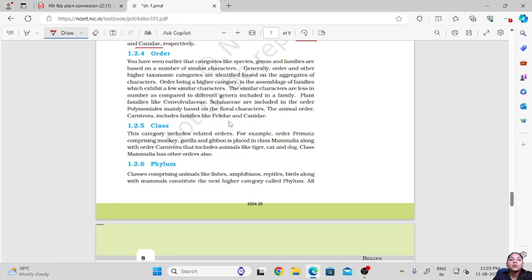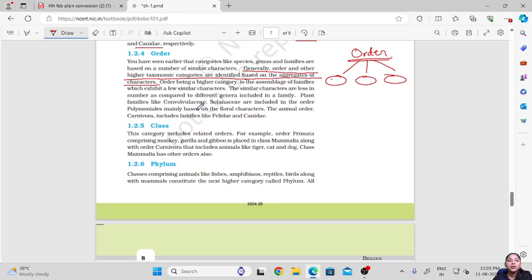Now you have seen earlier that categories like species, genus and families are based on a number of similar characters. Generally the order and other higher taxonomic categories are identified based on the aggregates of characters. Now order being a higher category, it is the assemblage of families which exhibit similar characters. So a few of the families which have some similar characters will be grouped together in an order.